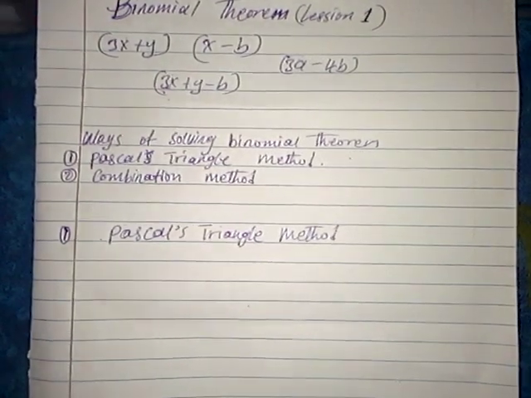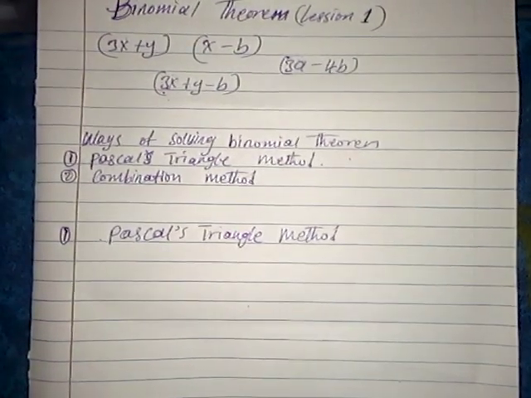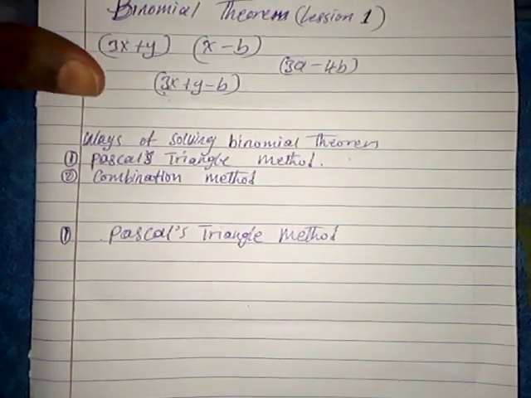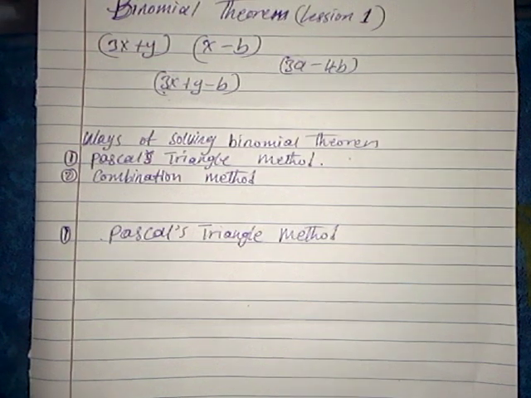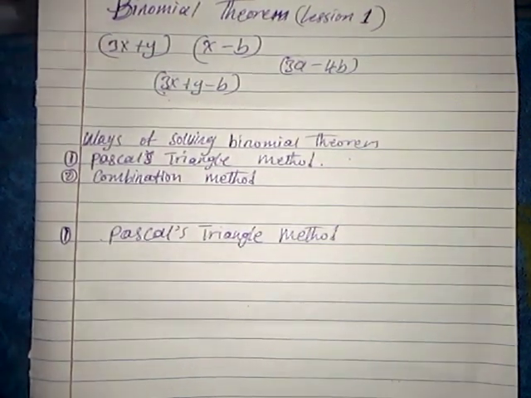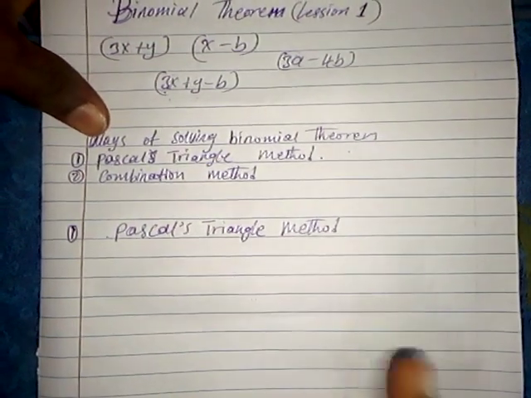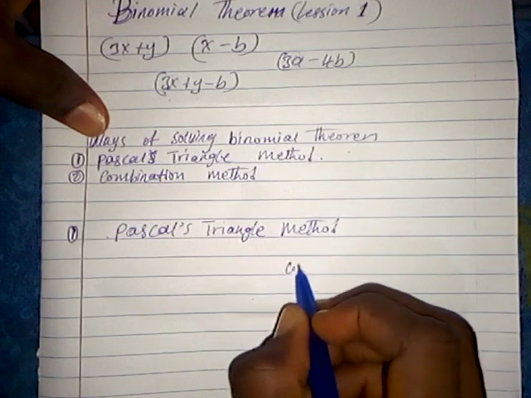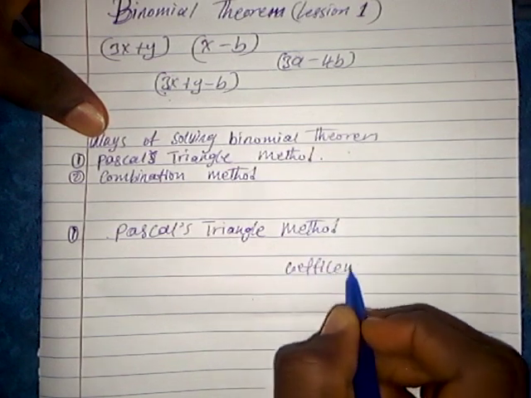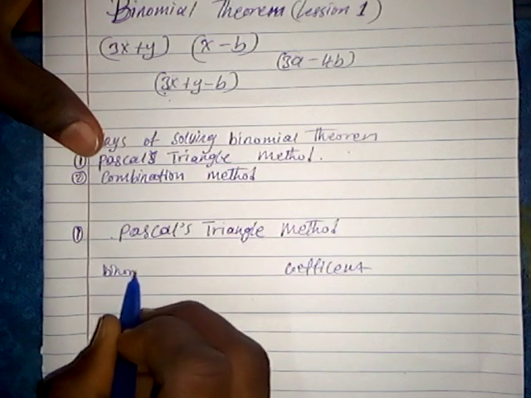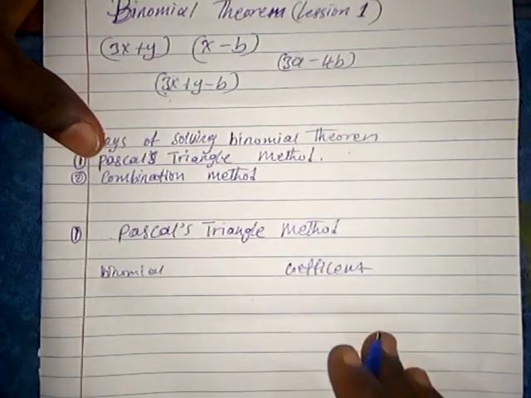In the Pascal triangle method, you must know the coefficient of each power in the binomial, right? The coefficient of each power. Now we have power 0, power 1, power 2, power 3, power 4, and so on and so forth. You must know their coefficients. Now let's try to identify the coefficients. Let's say here, the binomial and their powers.